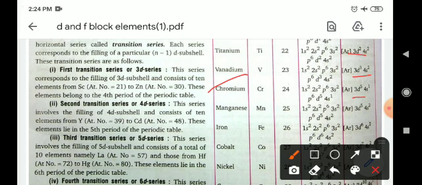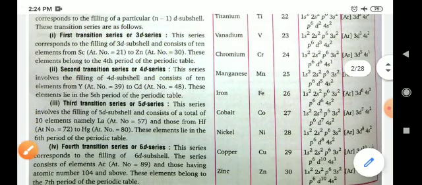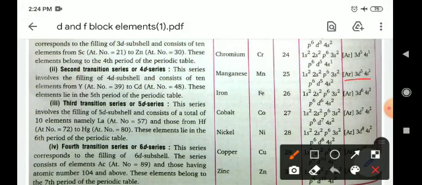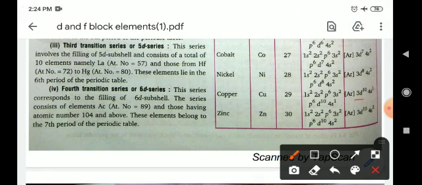Okay, it is an exception because chromium, in place of 3d4, contains 3d5 electrons, because in the half filled orbital condition this will be more stable, so it will contain this configuration, not this. Now chromium, manganese 3d5, iron 3d6, cobalt 3d7, nickel 3d8 and copper 3d10.